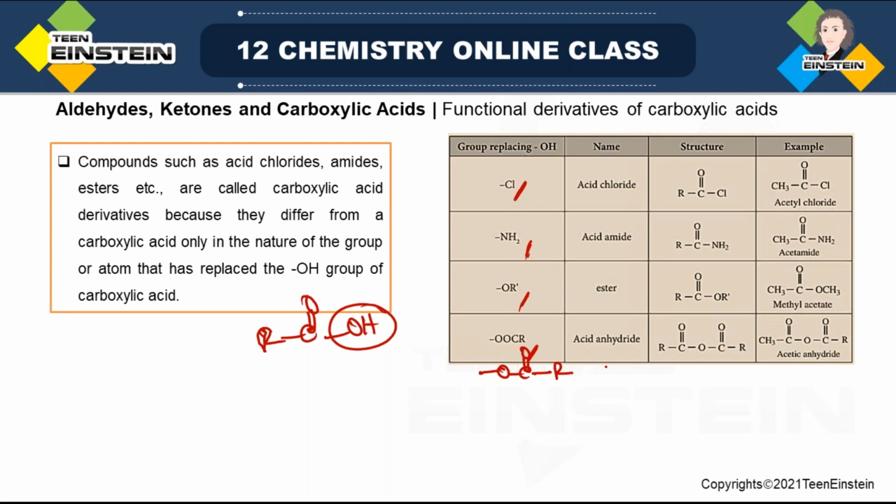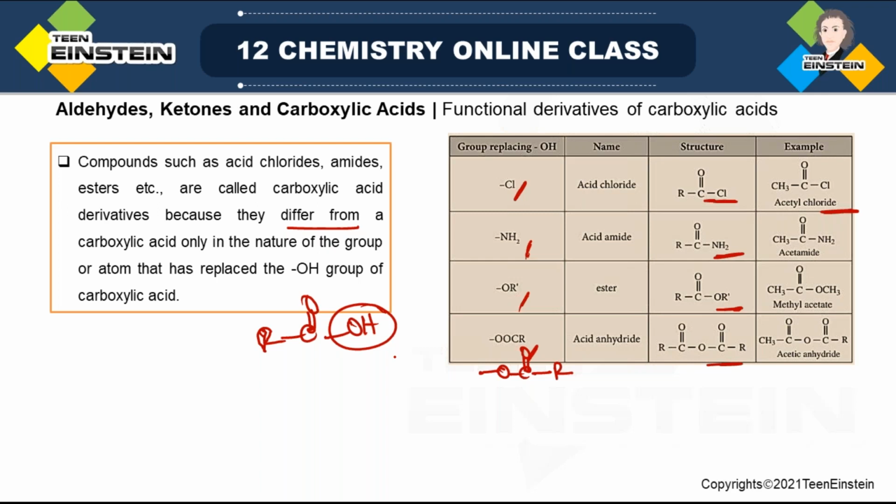So compounds such as acid chloride, that is when OH is replaced by Cl, it will be acid chloride. This is the general structure. Then amide, RCONH2, then ester, and this is anhydride. These names are also given in the second column. So they are derivatives of carboxylic acid, but their properties are completely different from carboxylic acid. They differ from carboxylic acid only in the nature of the group or atoms replacing this OH, and depending on what groups you use in place of OH, you will have different compounds.